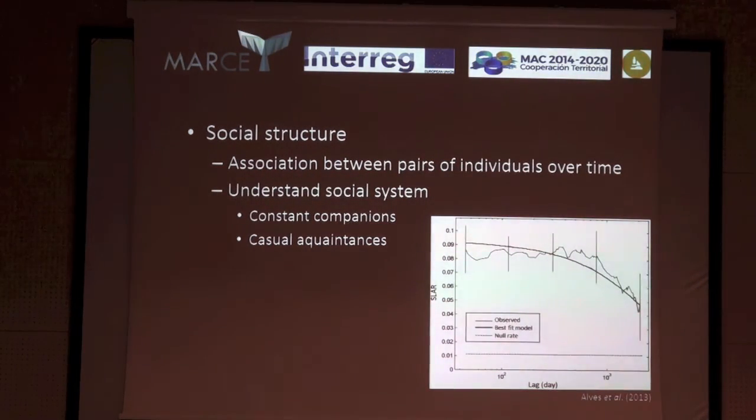Then the social structure. The social structure is basically estimated from the association between pairs of individuals over time. This allows you to understand the social system. There are basically two types. You can have constant companions, individuals that tend to stay together the entire life, or at least during the study period, and casual acquaintances. These can be individuals that will stay together for some time and then separate and not come back together.